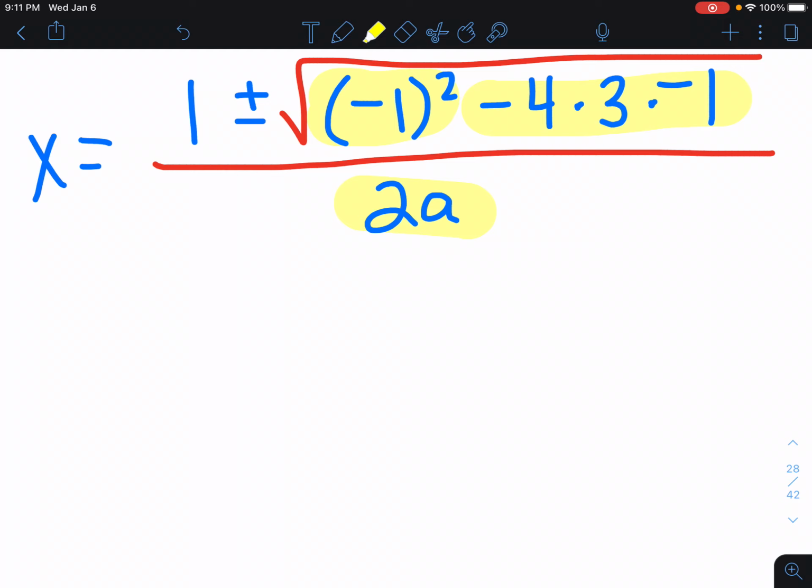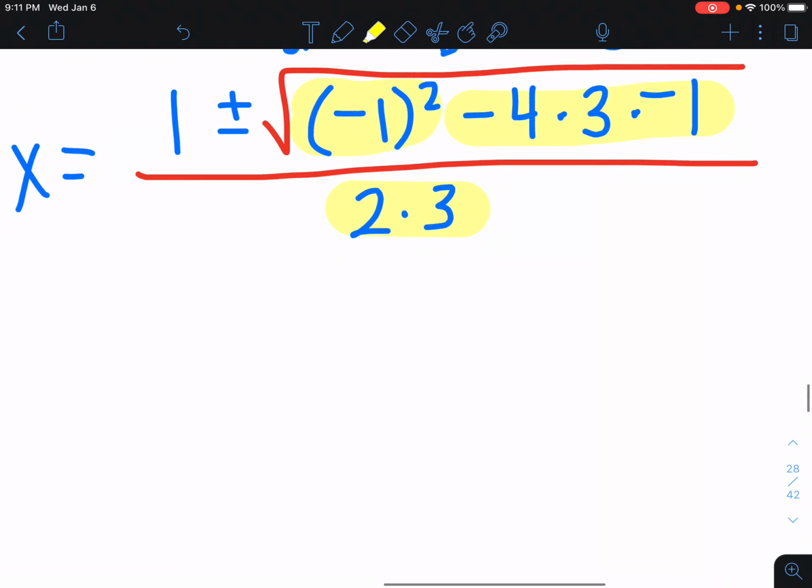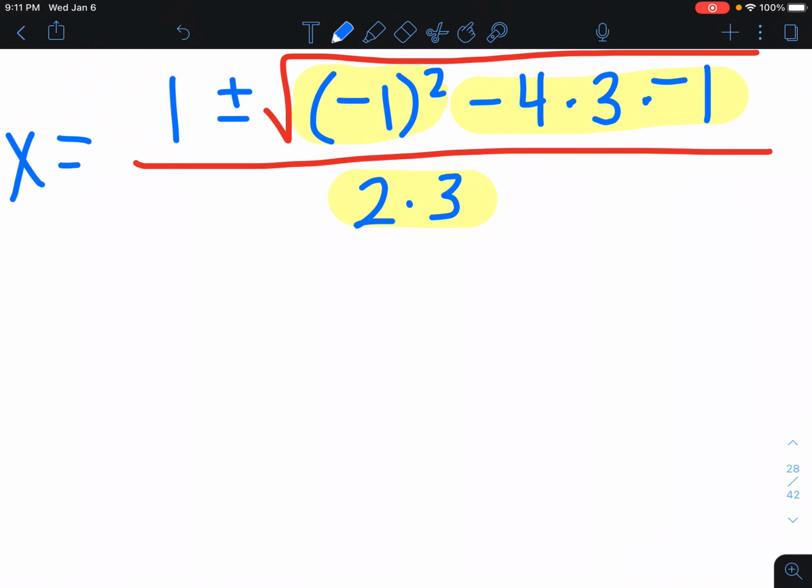Oh, on the bottom, I screwed up a little bit. I put 2 times a. I forgot to substitute in the number for a. That should read 2 times 3. All right, so let's multiply our 3 times.